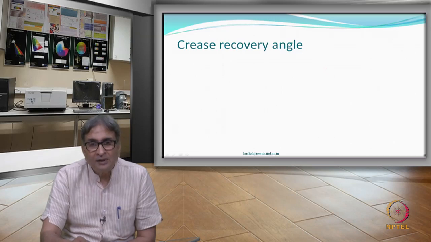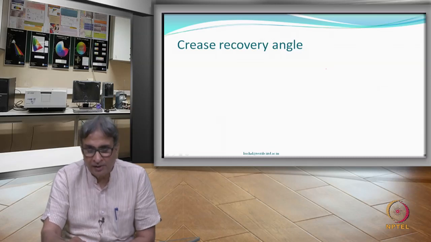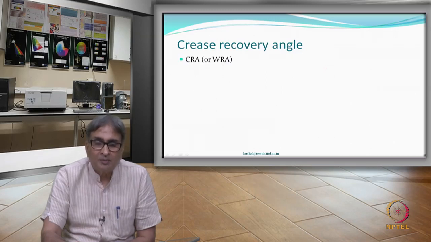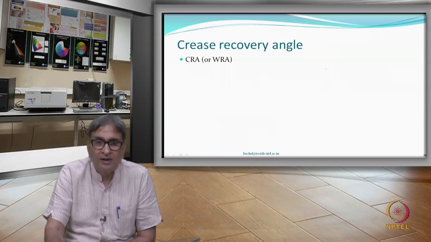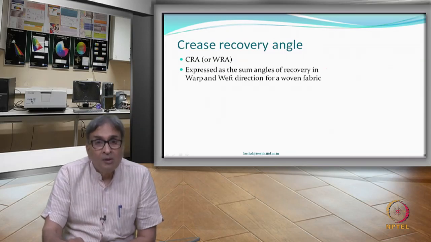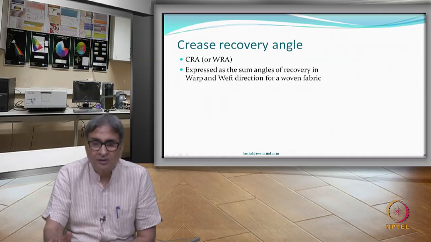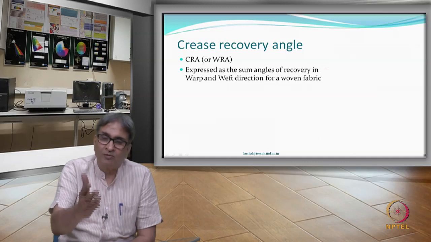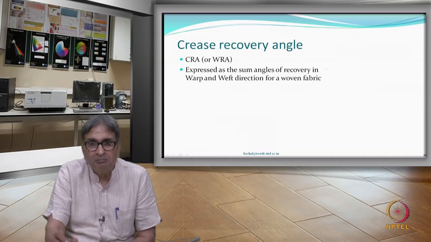So, we do have a measure, we call it crease recovery angle measurement. You put a crease, and after putting a crease you see how much recovery takes place, and the parameter which we measure is called the crease recovery angle. Sometimes it is also known as CRA, crease recovery angle, or WRA, wrinkle recovery angle. This is expressed as the sum of angles of recovery in warp and weft direction for a woven fabric. So, you measure separately the recovery and add them.